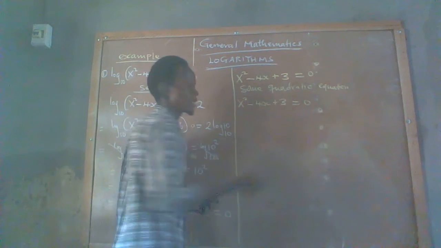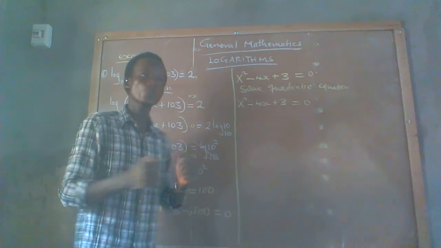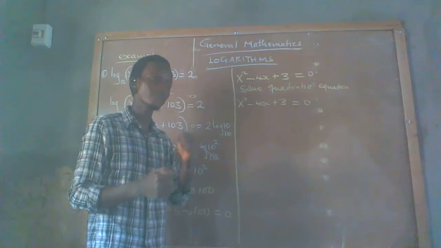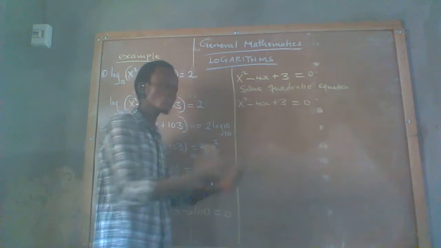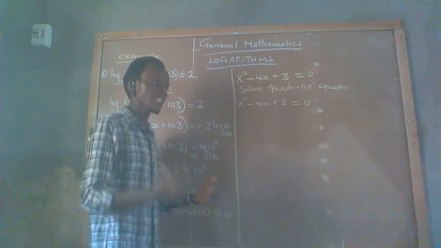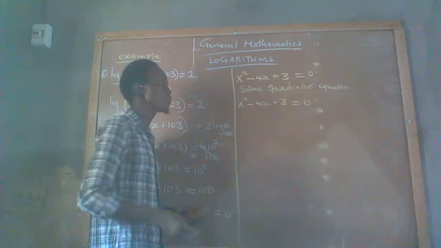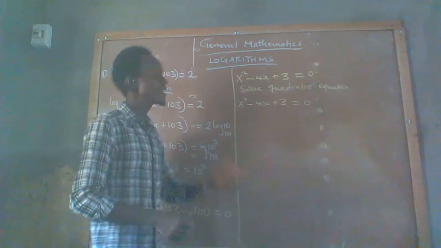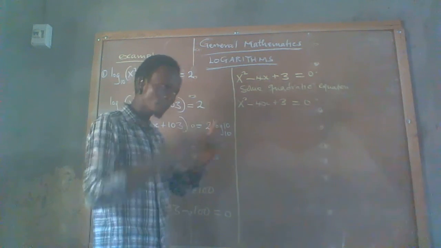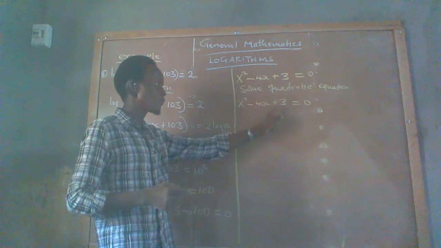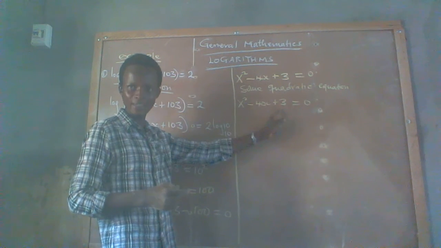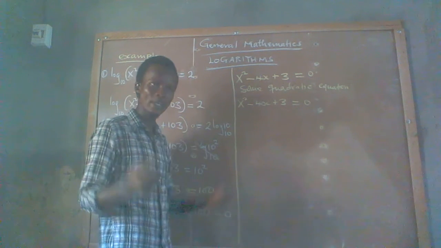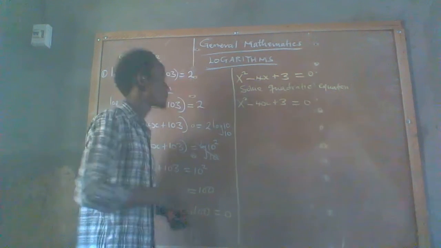This plus 3 here is what? The product. So our aim and objective here is to find factors. These factors, when we add or subtract them, we are going to have minus 4. These same factors, when we multiply them together, we're supposed to have plus 3. That is our aim. So let's solve and see.